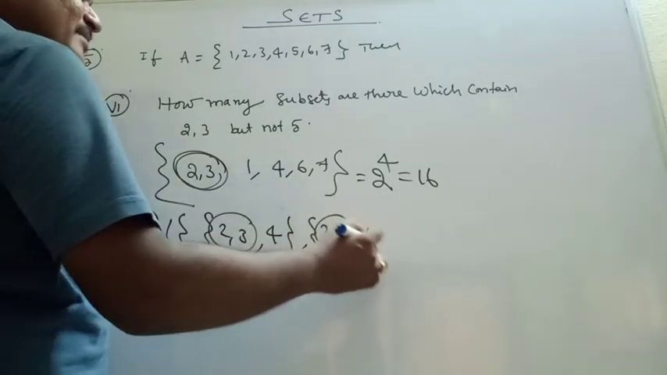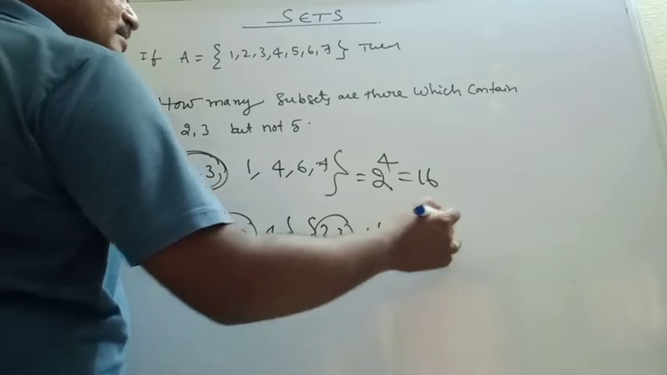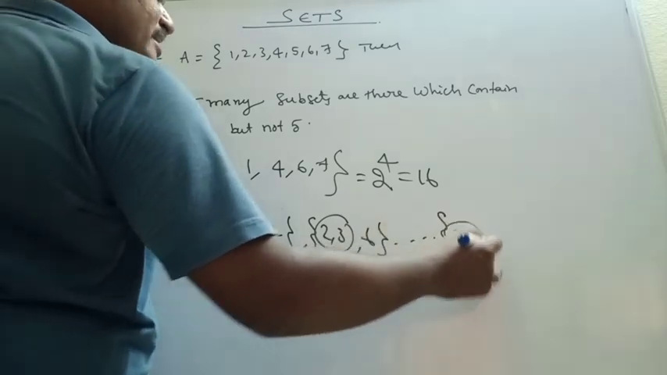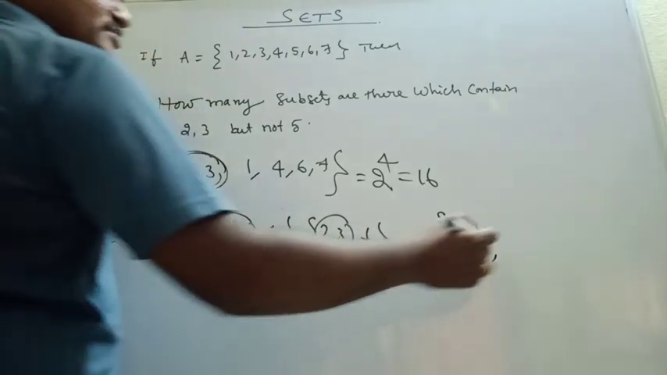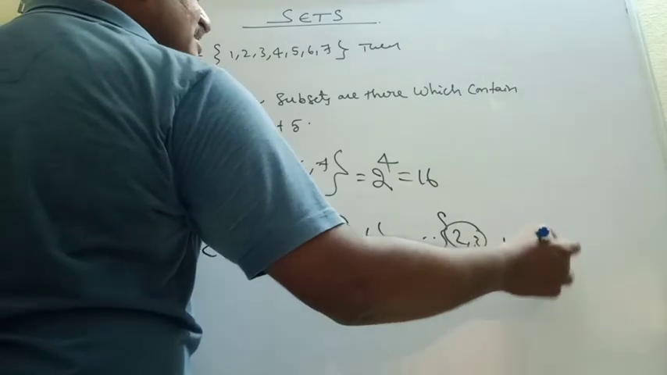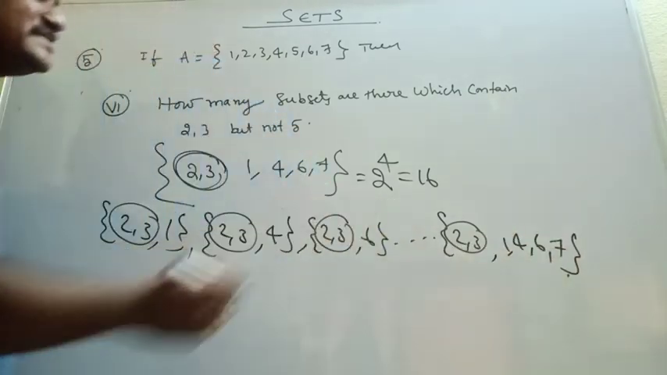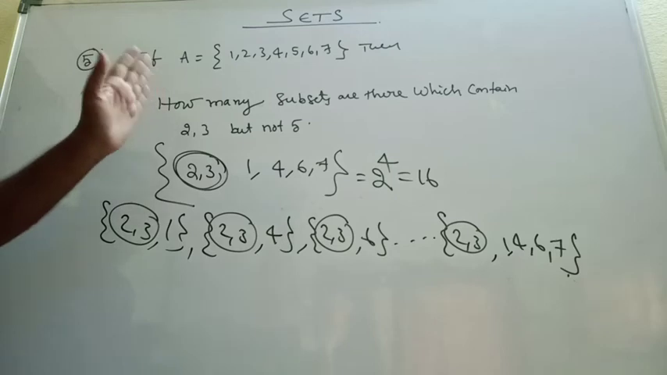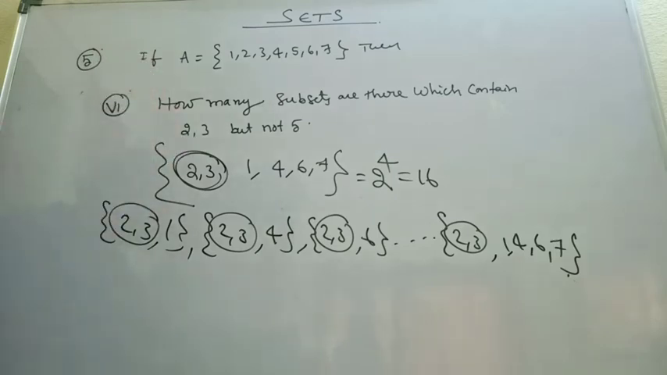Next 2, 3 is there. With this I am attaching 6. Like this, so on. 2, 3 you have here, you attached this. Next the last one will be 1, 4, 6, 7. Like this, totally you will have 16 possible subsets which will satisfy this condition, my dear students. Right? Like this, all these 6 subparts very nicely can be answered.